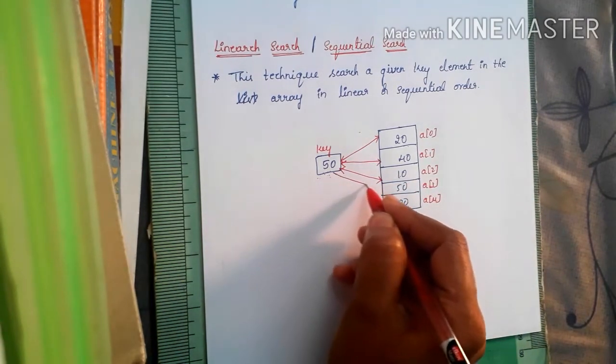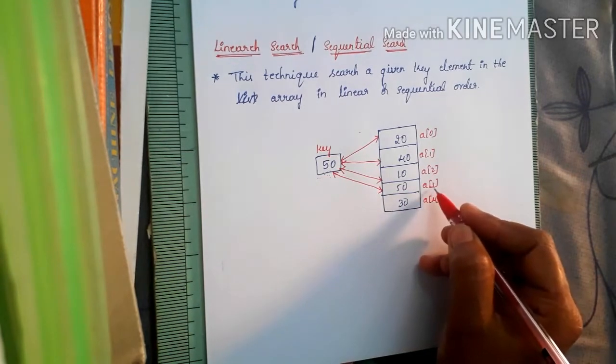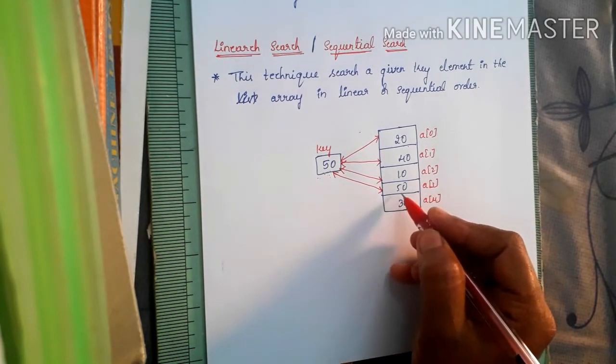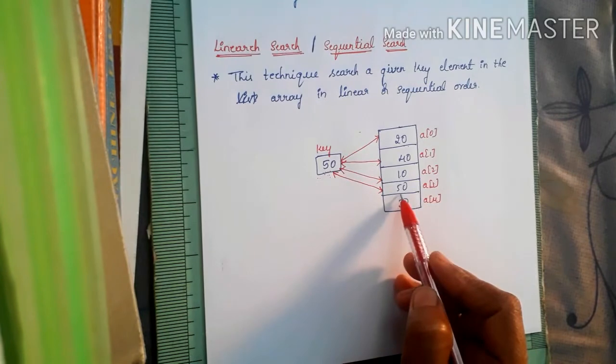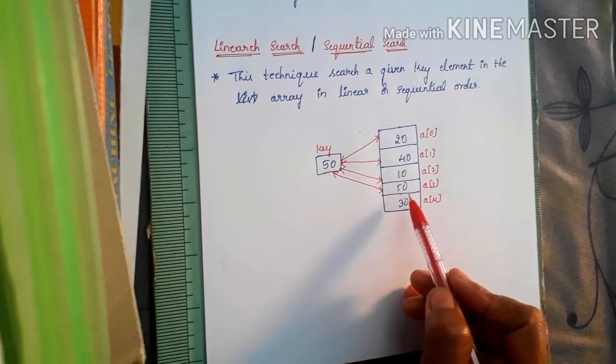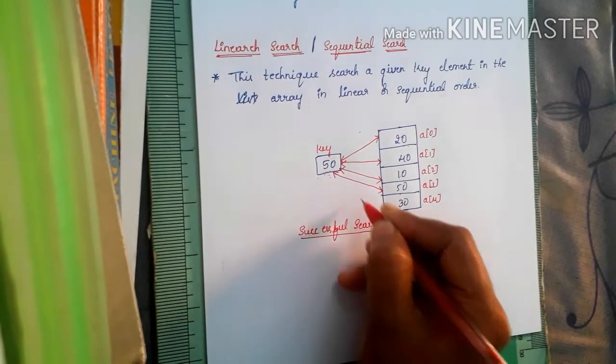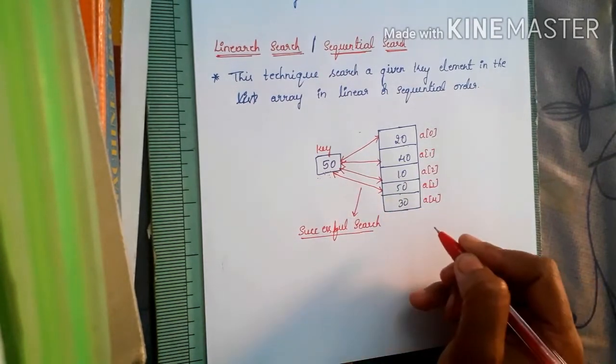Then we compare 50 with the fourth element of the array, that is A of 3. Its value is 50. So 50 matches this fourth element of the array. That is, the key element 50 is found in the array. In that case, it outputs the message successful search.